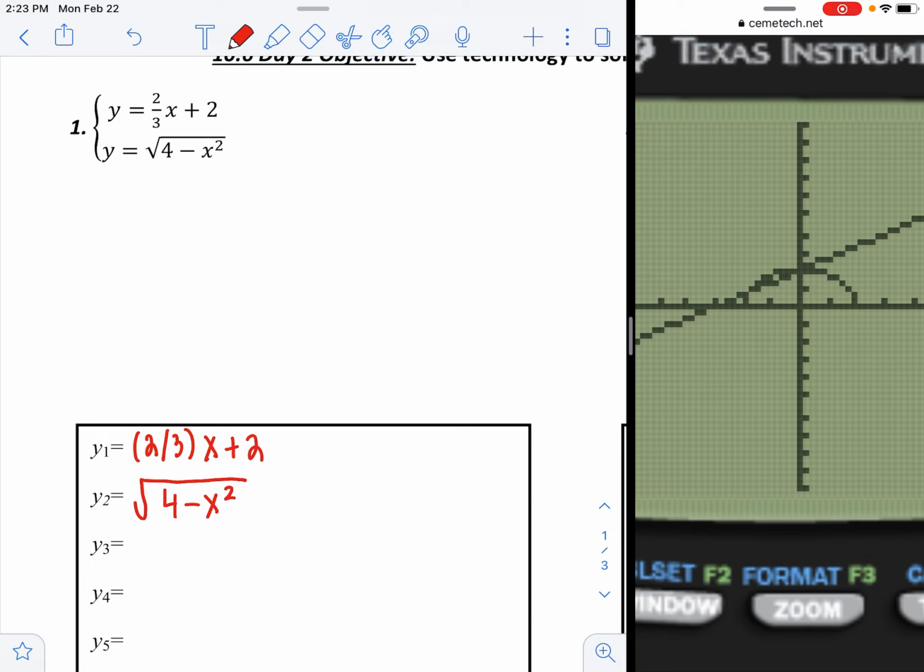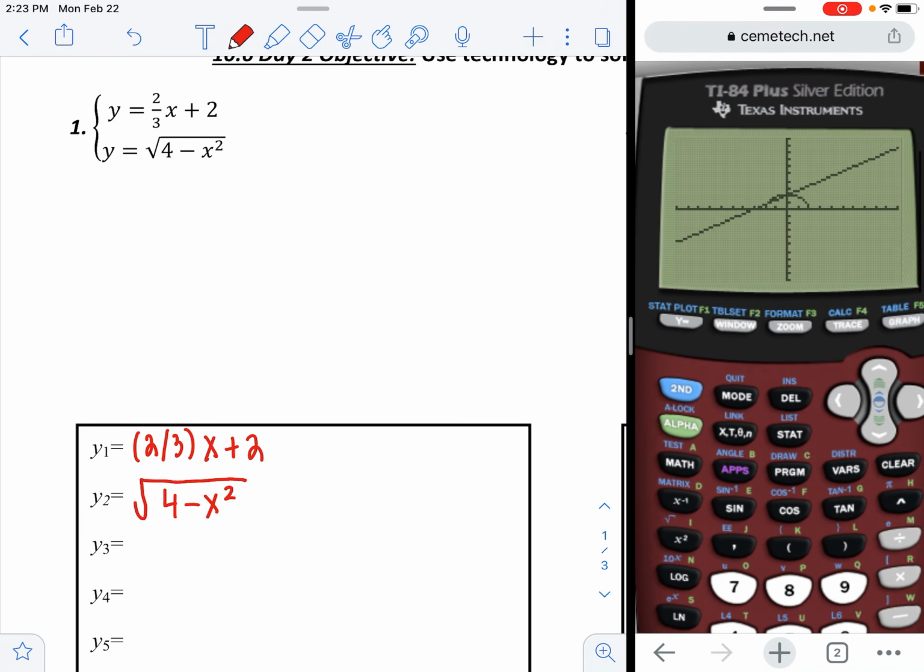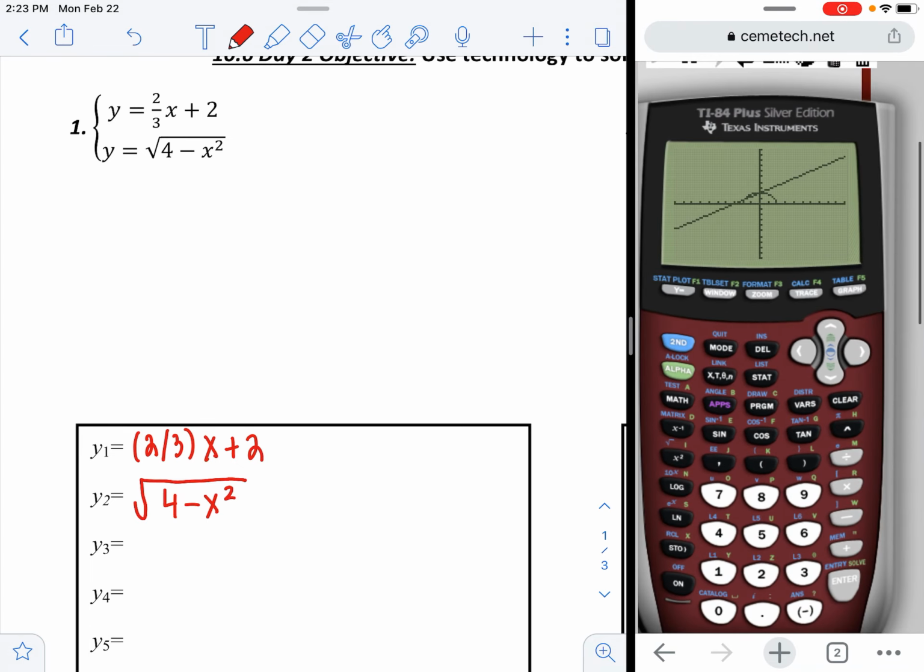There you can see that's the top half of a circle. Okay? So the bottom half is not there, and it's not there because we didn't do plus or minus square root of 4 minus x squared. Okay, so now I want to find the points of intersections. So if you look at it right now, it's kind of hard to see.